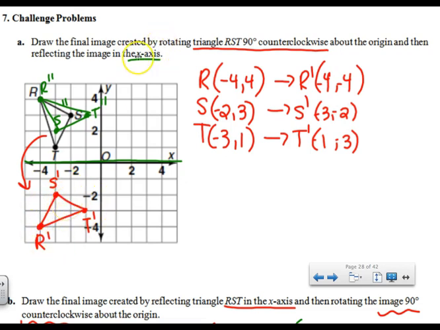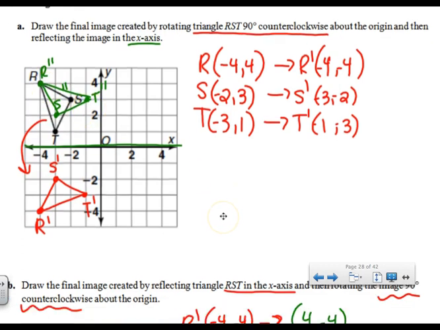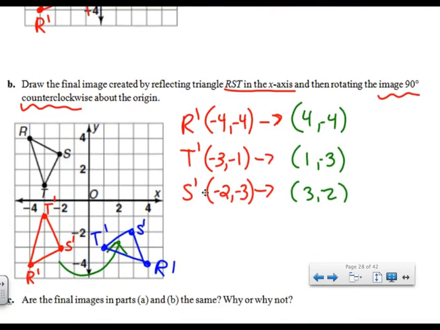Then you had to reflect it over the x-axis, which is this axis right here, so you're flipping it up. So you have a little bit of an overlap because it was 2 away, so flip it 2 up. T was 3 away, so flip it 3 up, and then R was 4 below, so you flip it 4 up. So you've got a little bit of an overlap up there. But that would be your final image after those 2 transformations.